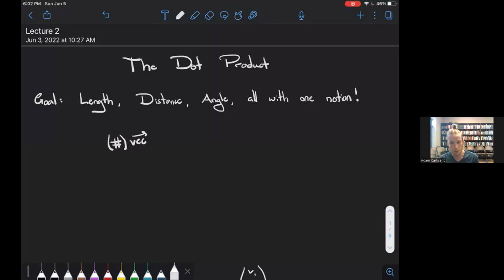Okay. This is going to be different. This is a notion of what it means to multiply two vectors together. And what we'll see is that we can use this strange notion of multiplying two vectors together to define different geometric properties of vectors. For example, length of a vector, distance between two vectors, or angle, that kind of thing.